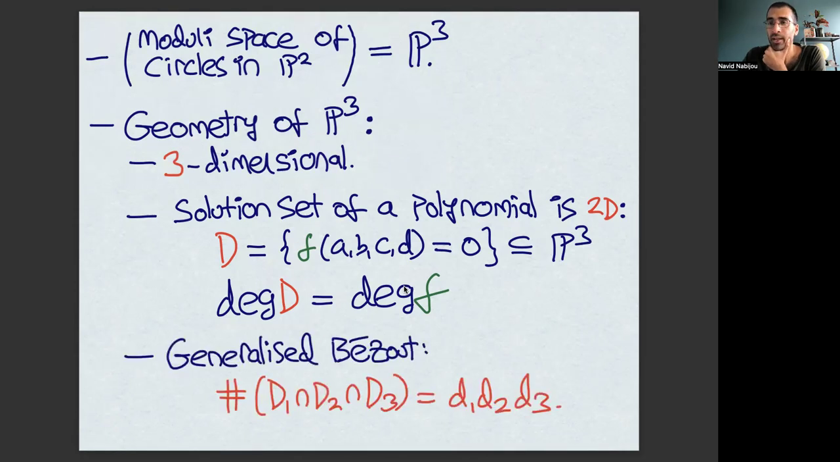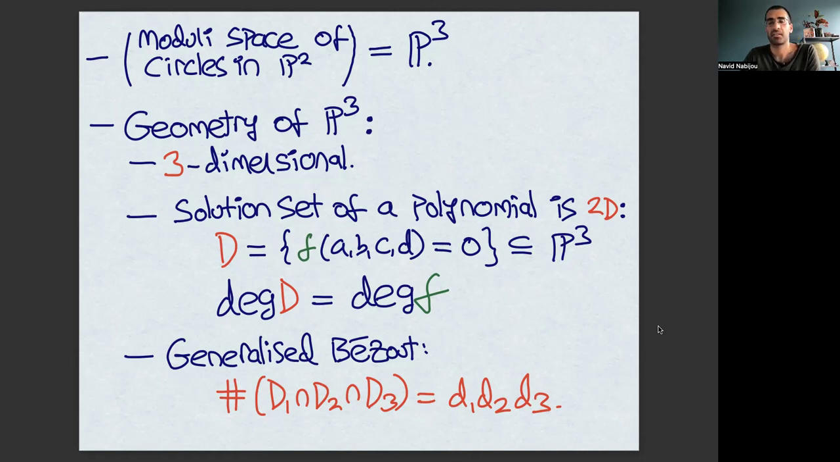Just like in P2, there's a generalized Bezout's theorem for P3. You'll notice we're now intersecting 3 things instead of 2, which makes sense because we're in a 3-dimensional space. Each of these, D1, D2, D3, is 2-dimensional, and every time I intersect, I cut down the dimension by 1. So I go from D1, which is 2-dimensional, to D1 intersect D2, which is 1-dimensional, and then to D1 intersect D2 intersect D3, which is 0-dimensional, and I can count the number of points. It turns out that the answer is the product of the degrees. It's a straightforward generalization of Bezout's theorem.